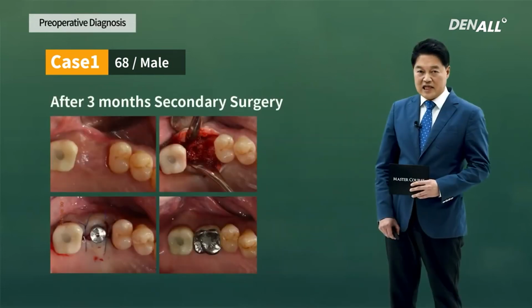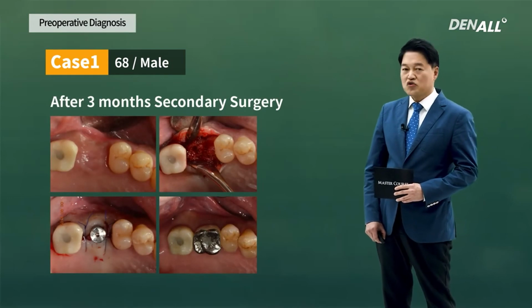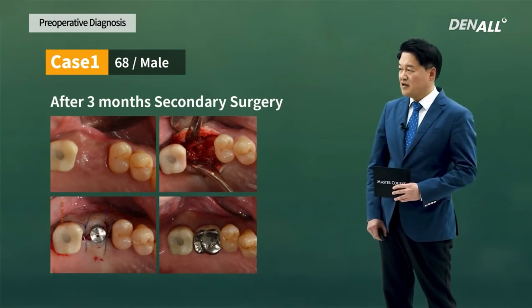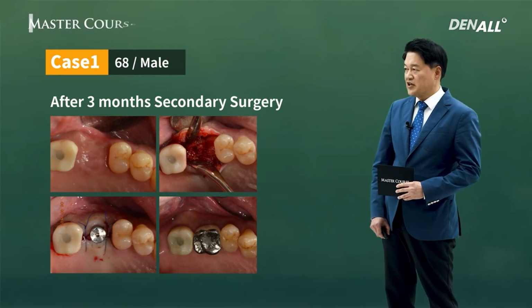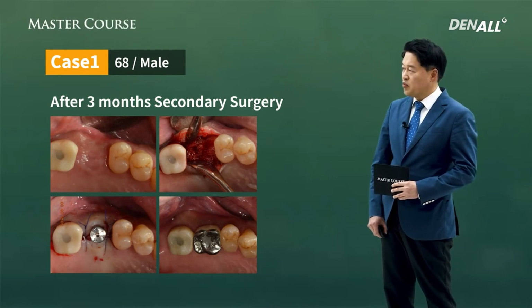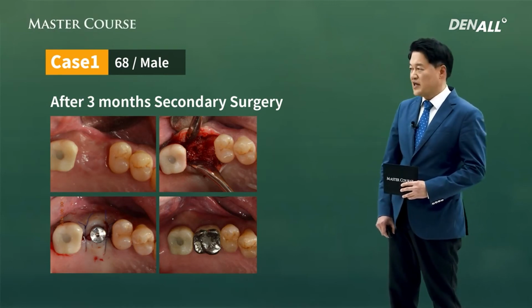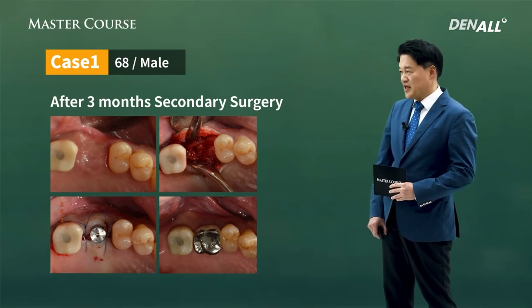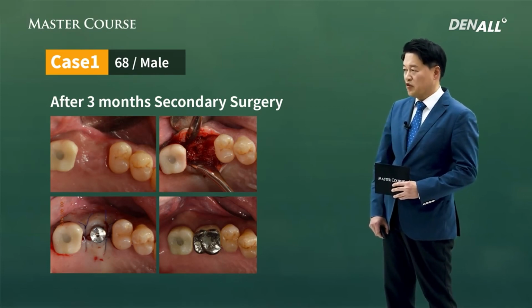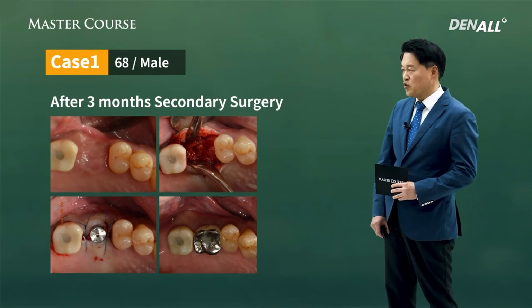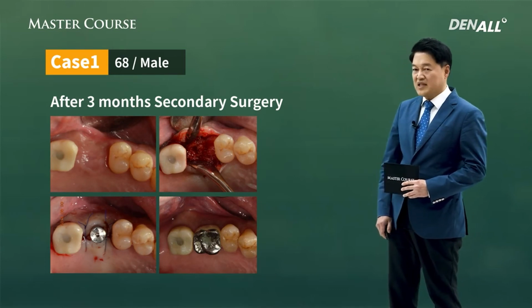After 3 months, the secondary surgery was done. This is the image. Primary closure is nicely done. If you look over here, the bone graft has healed nicely. A healing abutment is connected, and secondary surgery was done. And after that, the prosthesis was delivered.